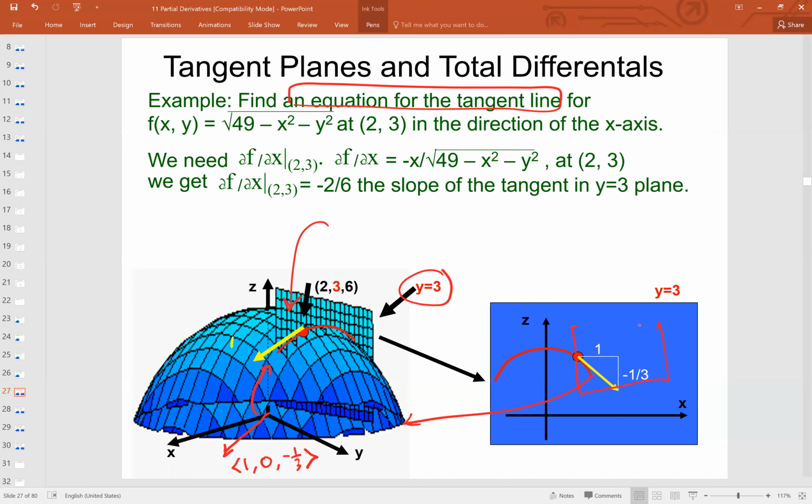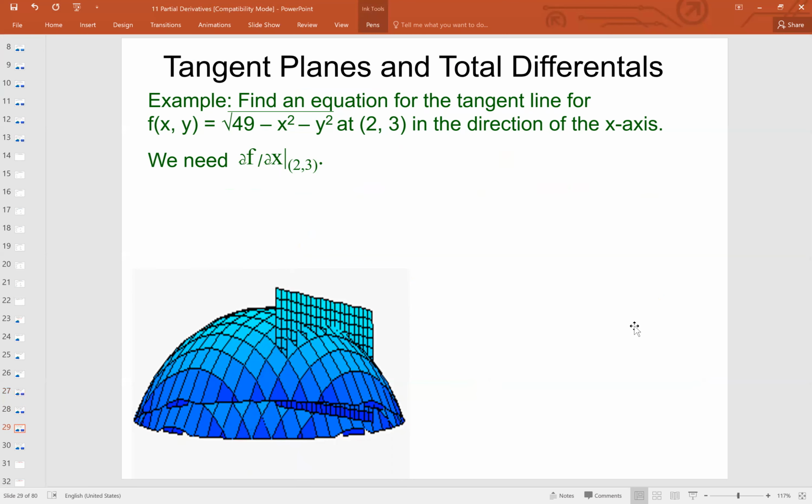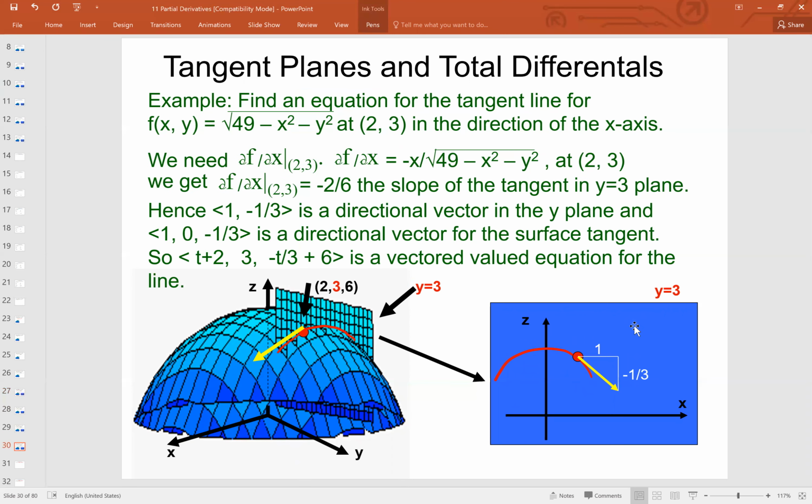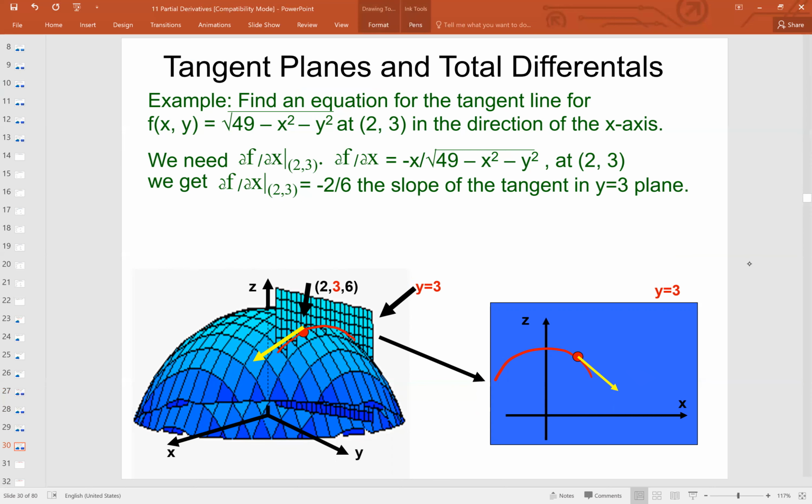When I take the slope and realize the three-dimensional version embedded in the plane, that's the direction vector. Once I have a direction vector, I can multiply by t, then add it to the point 2, 3, 6. The rest is easy. And so this is the parametric equation.